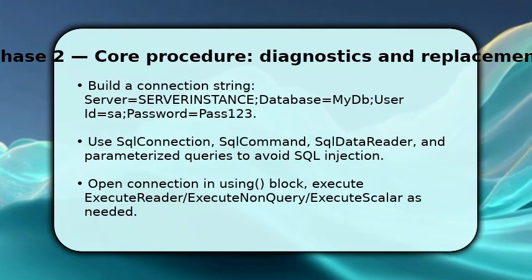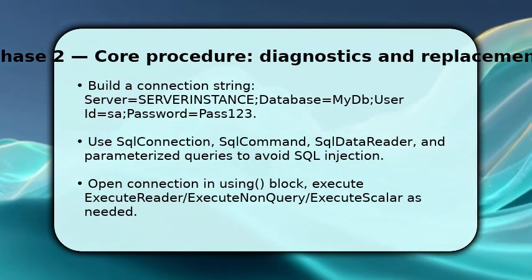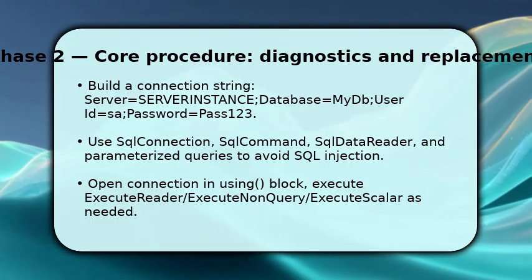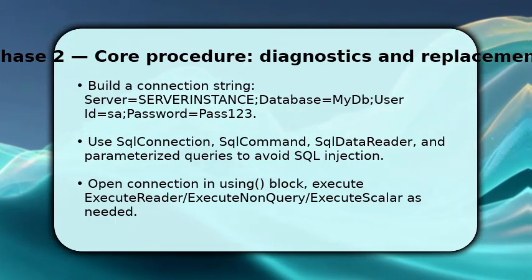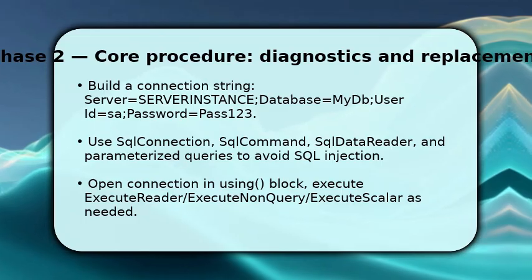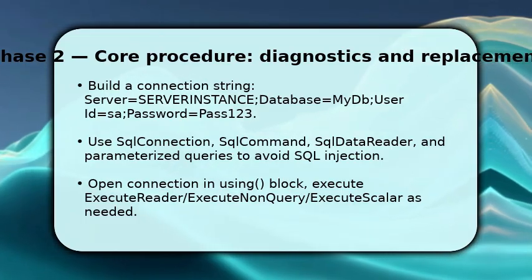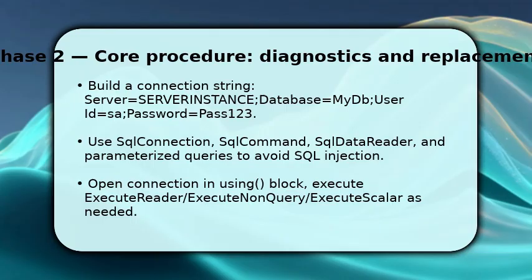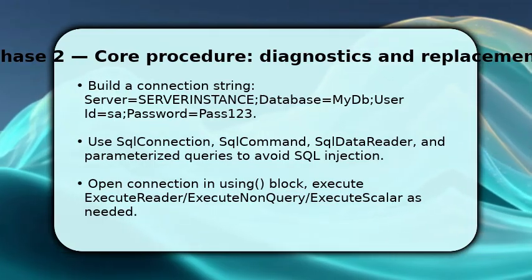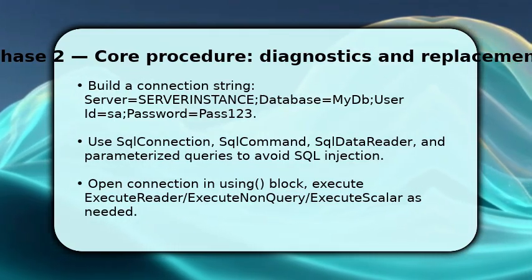You now implement the connection and commands. Create a SQL connection with your connection string and wrap it in a using block to ensure disposal. Then prepare a SQL command with command text and command type and add SQL parameter objects for inputs. This prevents SQL injection and improves plan reuse.